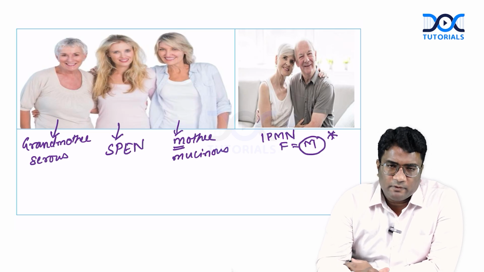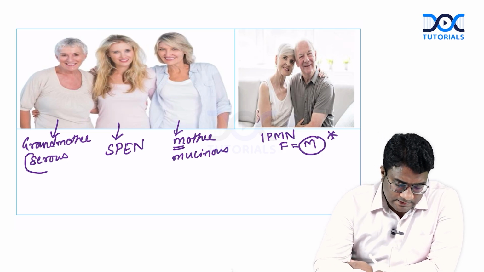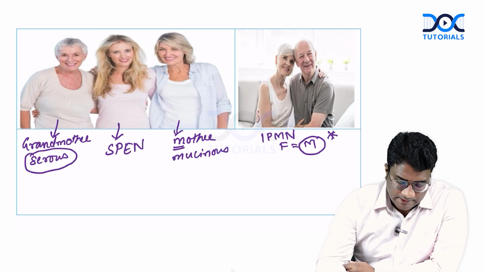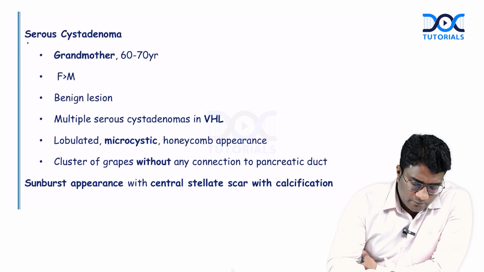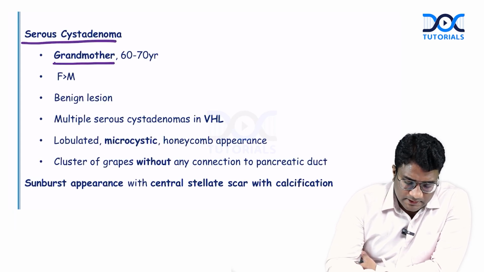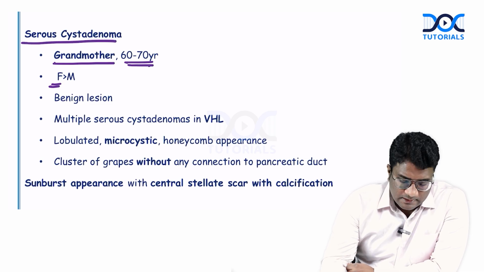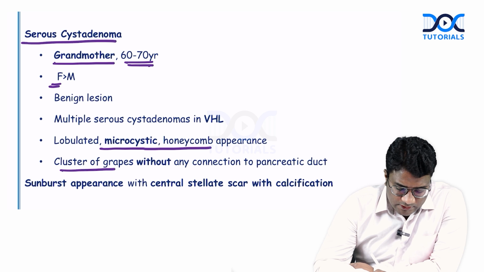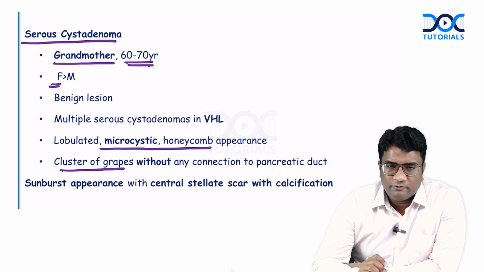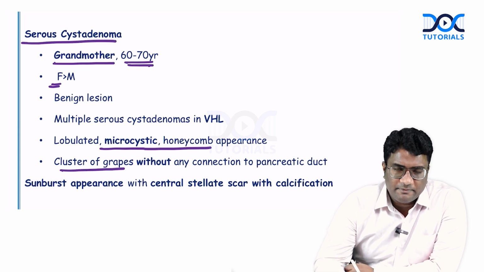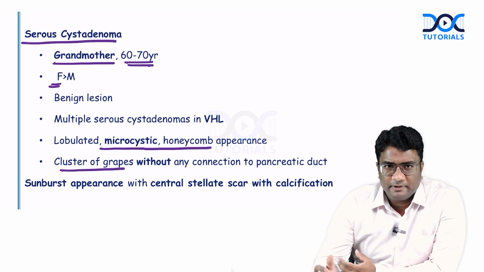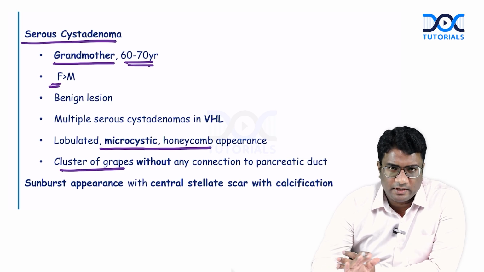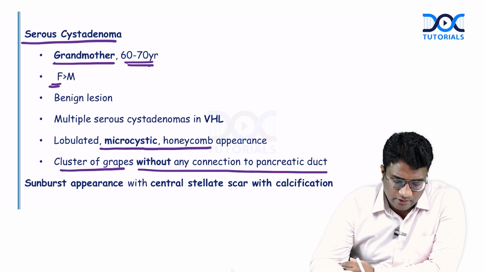So, we will start one by one. First, with the serous cystadenoma of the pancreas. We know it occurs commonly in grandmothers, so elderly females, 60 to 70 years. These have a microcystic appearance, giving a honeycomb or a cluster of grape appearance, and they have no connection with the pancreatic duct. If it is connected with the pancreatic duct, you would call it intraductal papillary mucinous neoplasm. But here, there is no connection to the pancreatic duct.